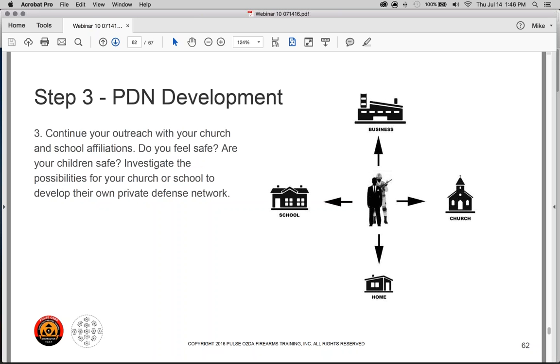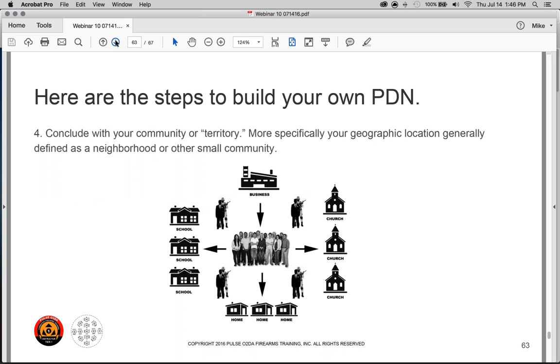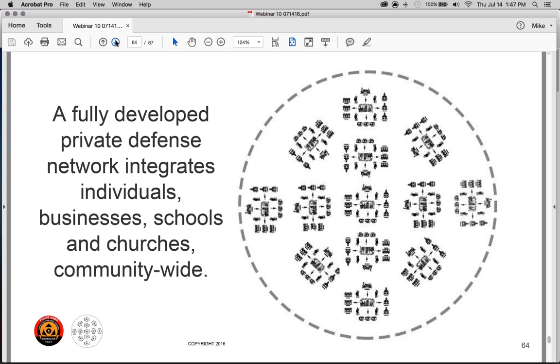Next, reaching out to the schools where your children attend or the schools in your community, and churches of various faiths, again, located within your community. And with that, from the standpoint of community, the final iteration of a private defense network would involve the integration of many businesses, schools, churches, and individuals throughout a community in order to defend that community. A fully developed private defense network integrates individuals, businesses, schools, and churches community-wide.